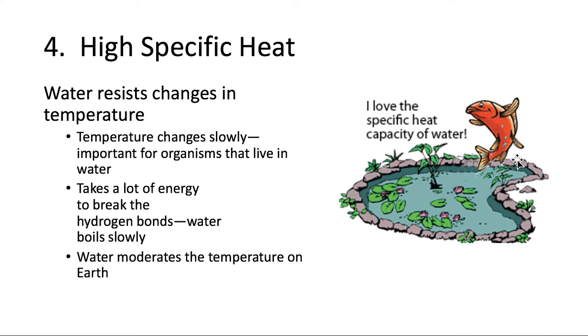And it takes a lot of energy to break the hydrogen bonds, so water boils very slowly. And this quality of water, high specific heat, moderates the temperatures on Earth. So we don't have such extreme changes in temperature that living things would not be able to endure. And we have this because of the high specific heat of water. And you can see this fish here is saying, I love the specific heat capacity of water because it can continue to live in this pond or in the ocean because all of it will not freeze solid very easily.